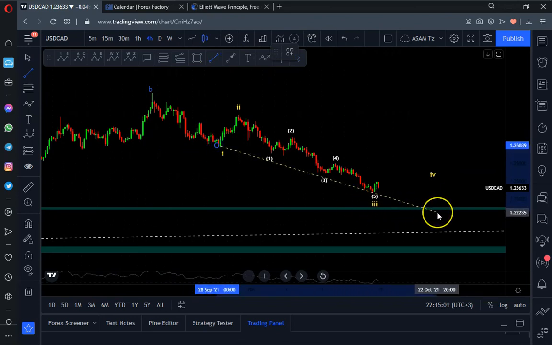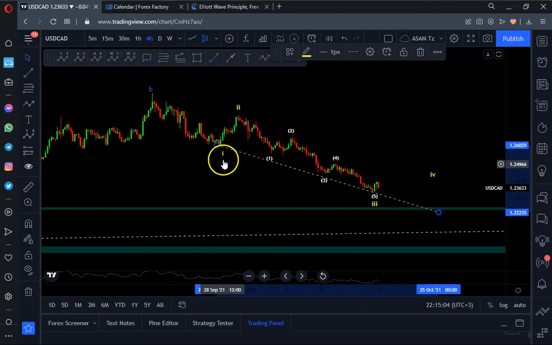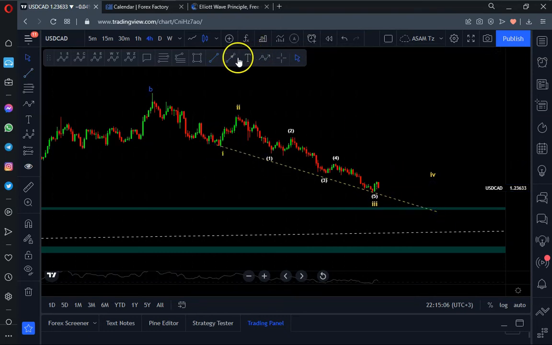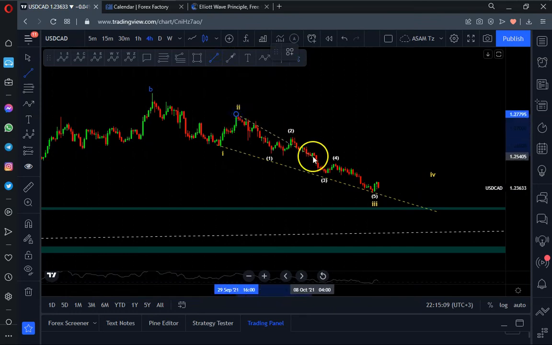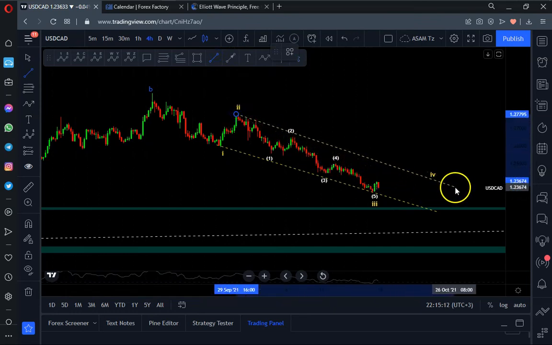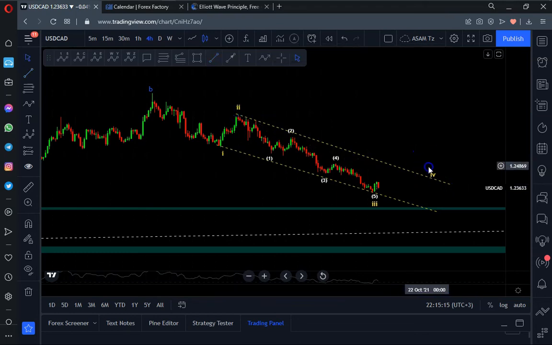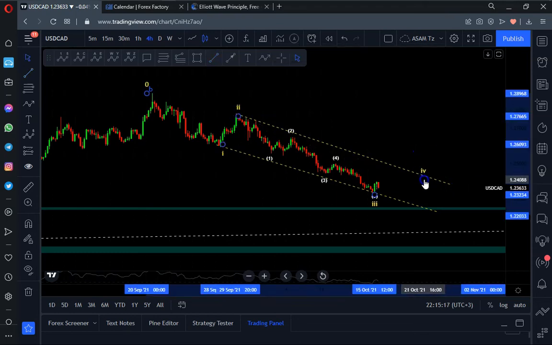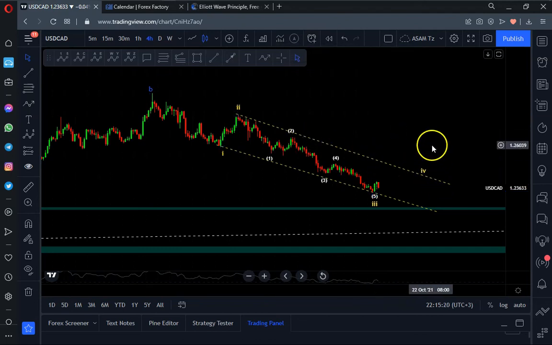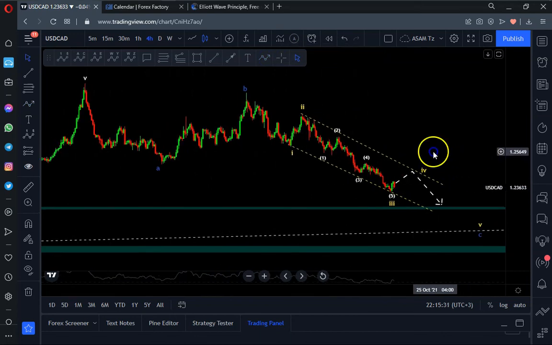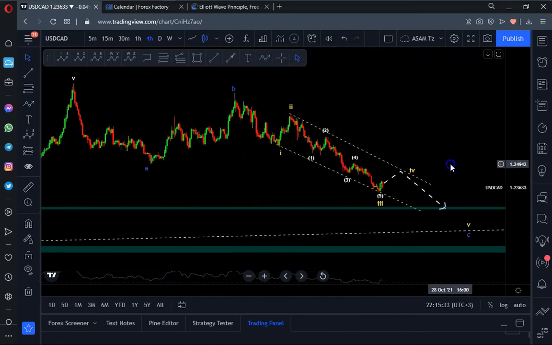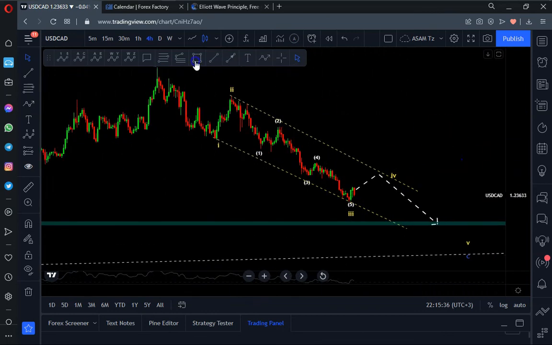So maybe we connect the high of the first wave and the third wave, and then the level at which the fourth wave is going to end will be based on this parallel line, I mean this upper channel which is parallel to the lower channel. So we expect the fourth wave may hit this level and then continue to the downside at the fifth wave.